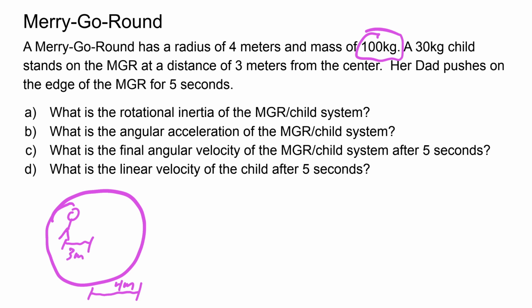As such. And then we're going to have Dad, who's going to be pushing on this with a force. I didn't say this, but we're going to assume that it's tangential. Oops, I didn't give you a force, did I? So let's just make it up right now. Let's say Dad pushes with a force of, let's keep it simple, 120 newtons. And he's going to do that for 5 seconds.